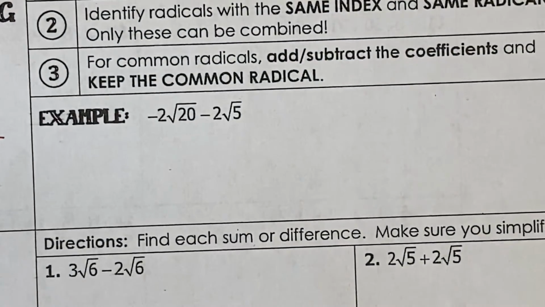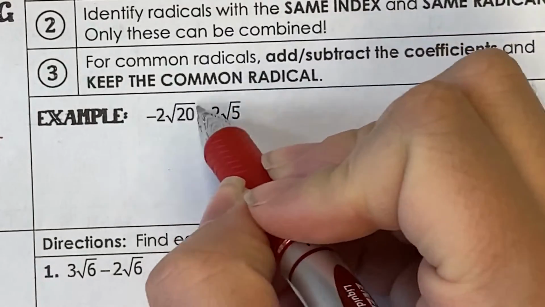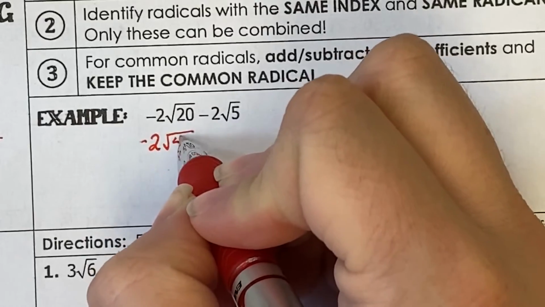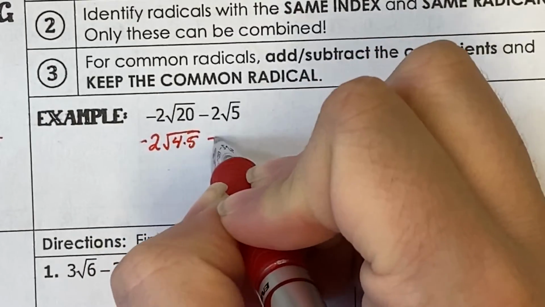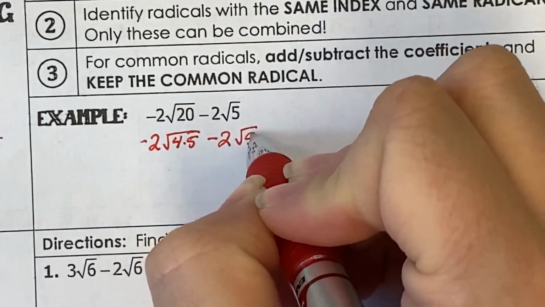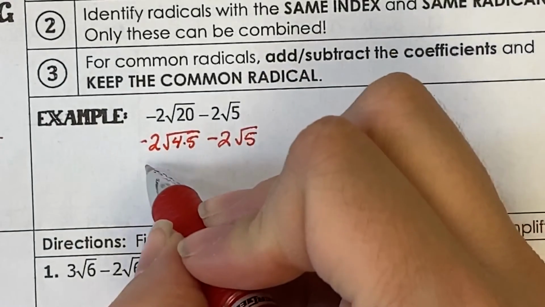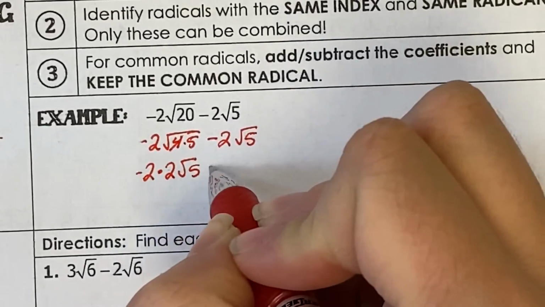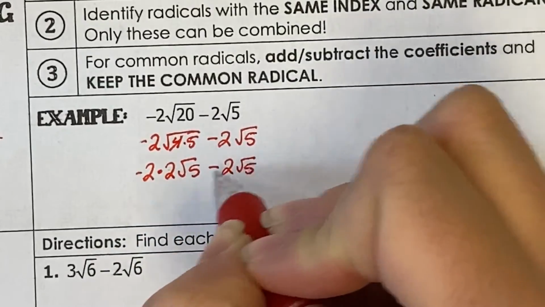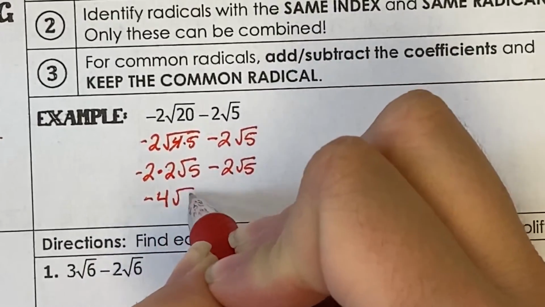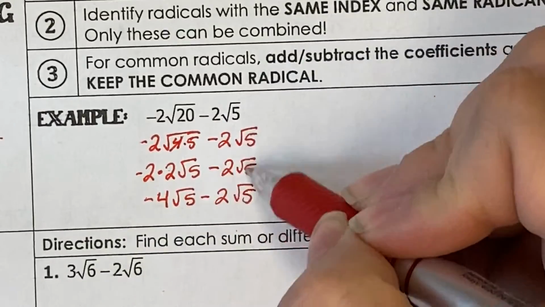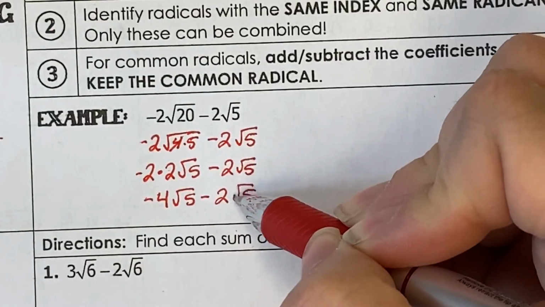The first thing you want to always start off by doing is simplifying all the radicals that you can. So I see this first one I can simplify. I can rewrite it as -2 times the square root of 4 times 5. And then I'm just going to copy down my -2 square root 5. So then I would have -2 times 2 square root 5 minus 2 square root 5. That would be -4 square root 5 minus 2 square root 5. So this guy right here has just stayed the same. He's just kind of chilling.